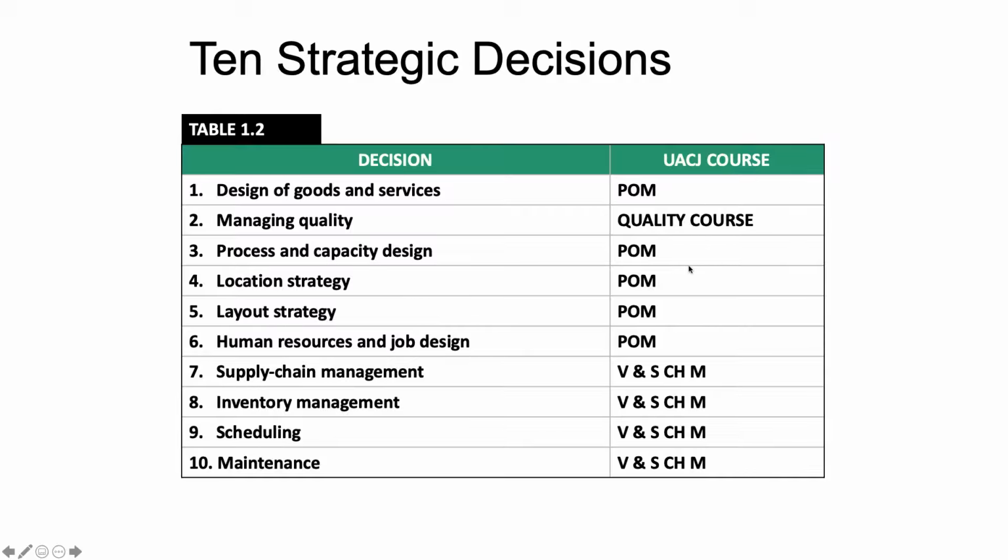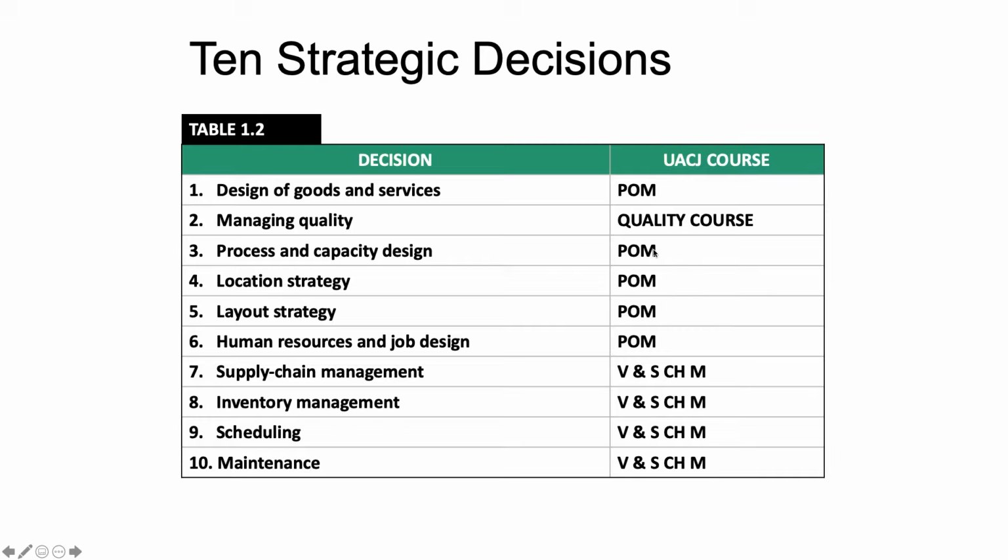So we have three kinds of courses that are involved with industrial subjects, or production subjects. We have principles of operation management, quality, all right, and value and supply chain management.